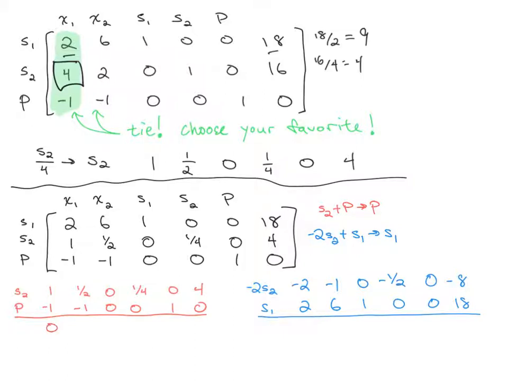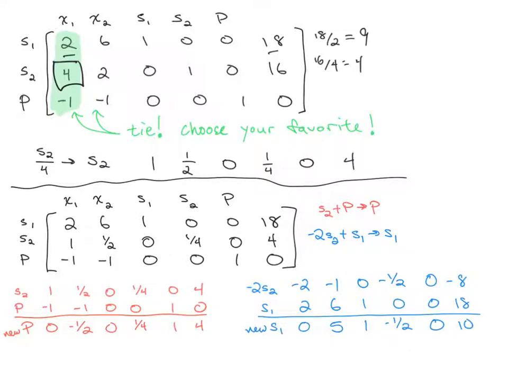The next row is -1 plus 1 half. That'll end up giving you a negative half. Luckily, the rest of this row is easy to figure. 0 plus 0 is 0, 1/4 plus 0 is 1/4, 0 plus 1 is 1, and 4 plus 0 is 4. And that is the new P. Similarly, over here, we can add up the rows. This would be 0, 5, 1, -1 half, 0, and 10. And that is the new S sub 1.